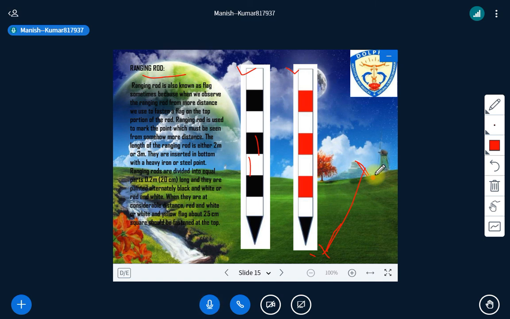You can take the linear measurement there, first thing. And if we have to measure a large distance, right? So we can place more ranging rods in between, so that we can make sure that this is a complete linear line. Is it clear? I hope you have understood the use of this.